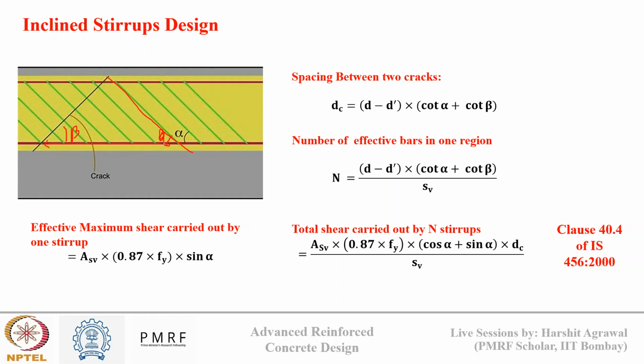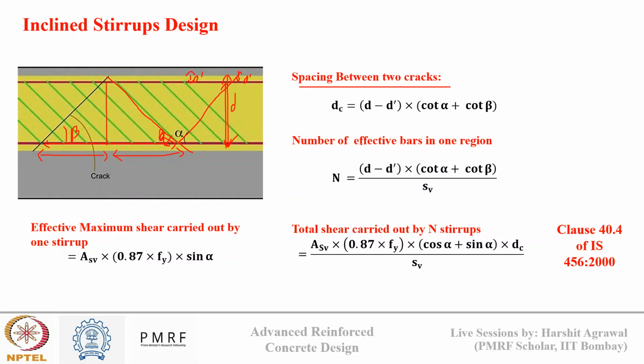So this total length is the spacing between two cracks, where the next crack is coming here. This is the complete distance d, and this is d dash, which is like the cover for the shear reinforcement at the top. So this is d minus d dash. The length I know, so based on trigonometry I can calculate this length and this length. It will come out to be d minus d dash times cot alpha plus cot beta.